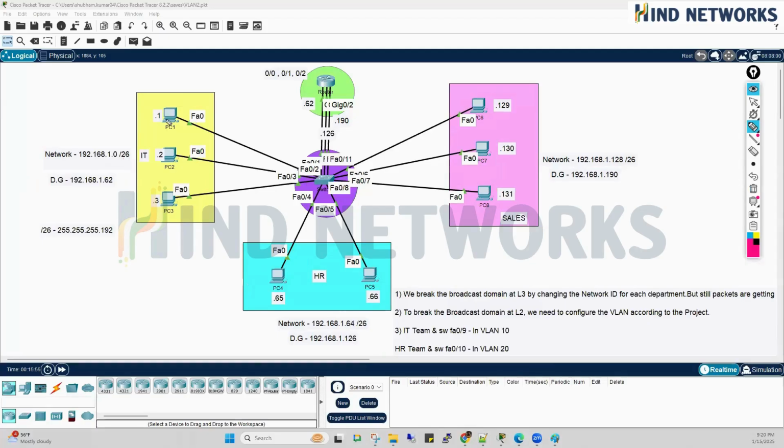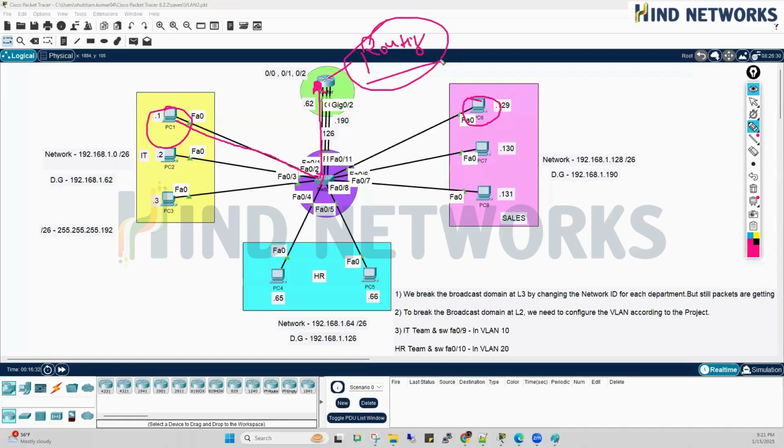So what will happen? For example, if you ping from this PC to this PC, what will happen? This PC will generate the packet and it reaches here. What will the switch do? The switch will forward the packet towards the router. The router receives your packet here. Getting my point? Now, what does the router need to do? The router will perform the routing.